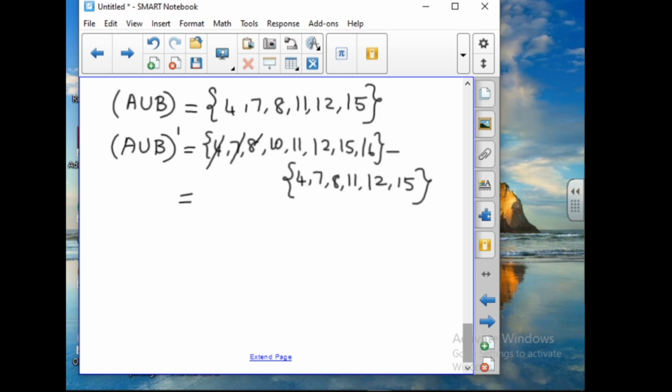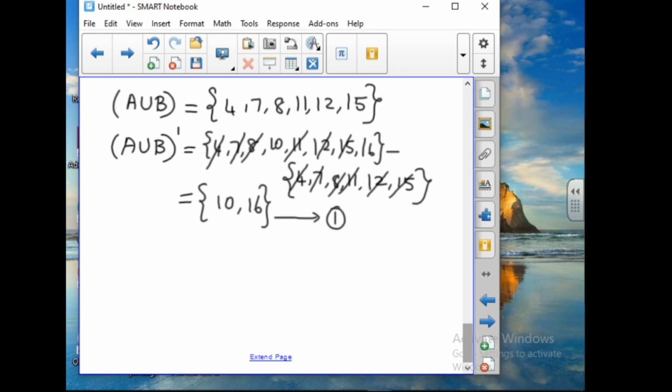4, 7, 8, then 11, 12 and 15. Okay. So what are the remaining elements of the first set? 10 and 16. Okay. This is equation number 1.